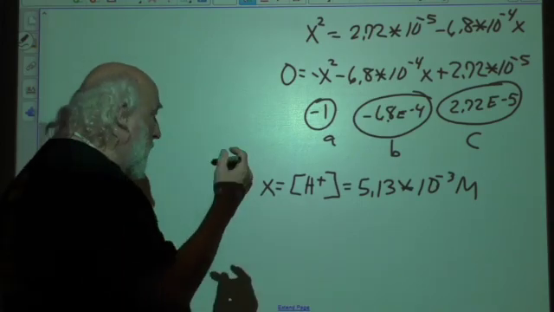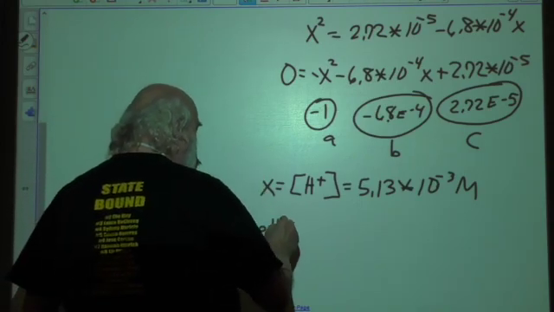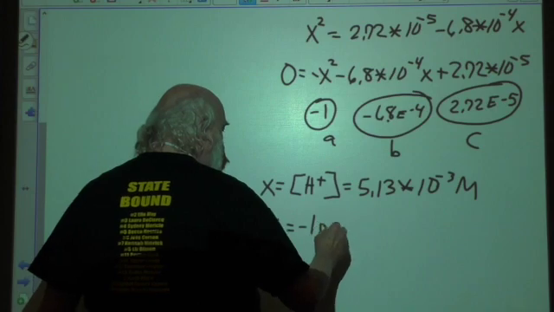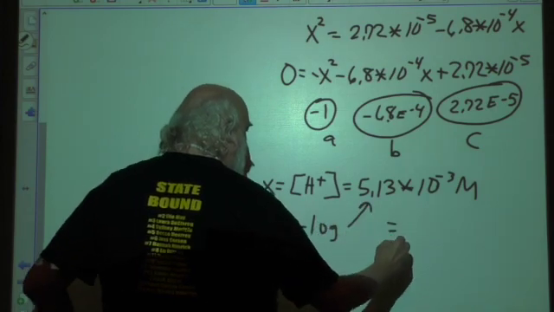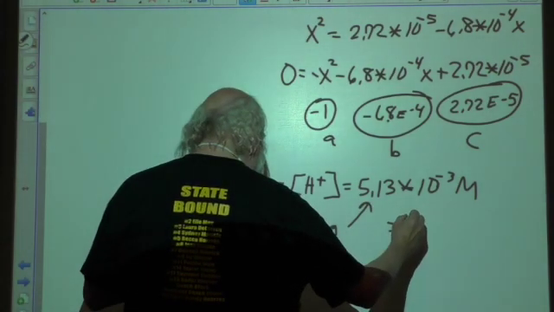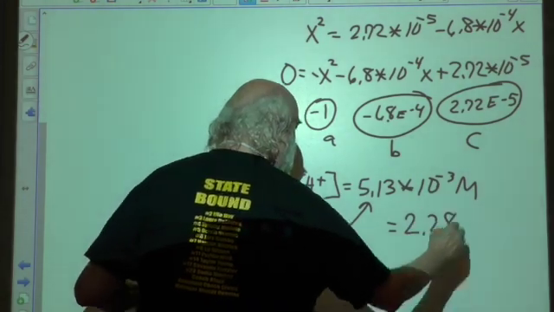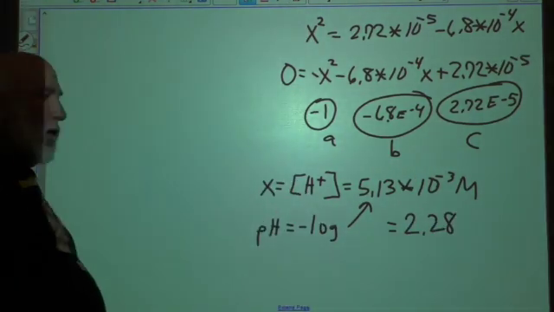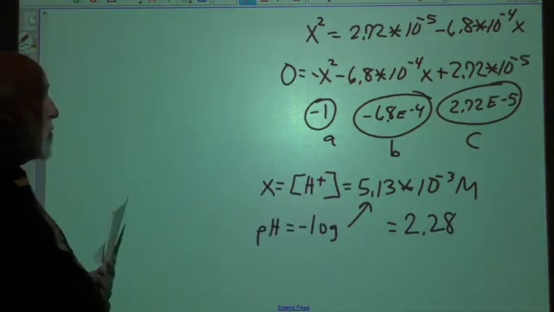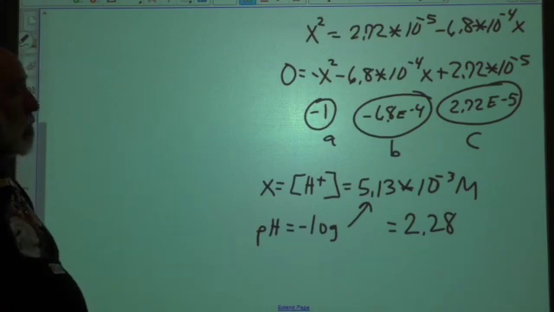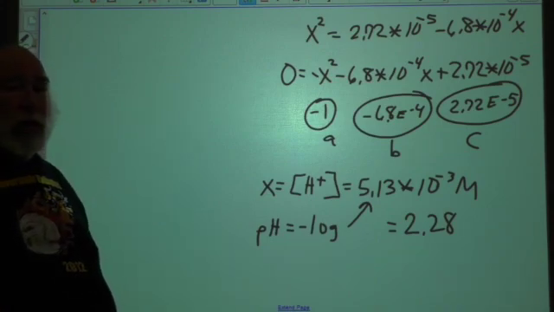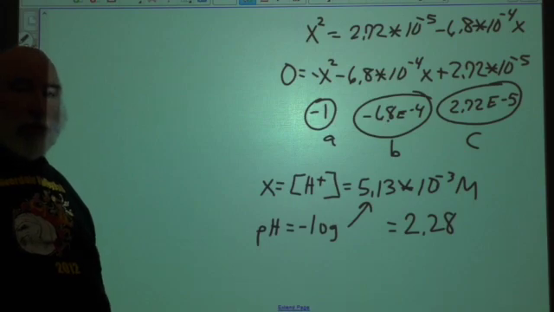Then to find the pH, take the negative log of that thing right there, and I get 2.28. And that, ladies and germs, is how we do quad form for Kas and weak acids.